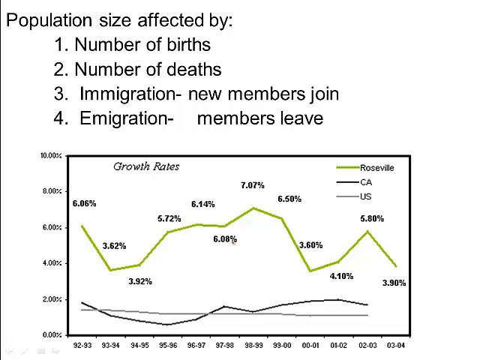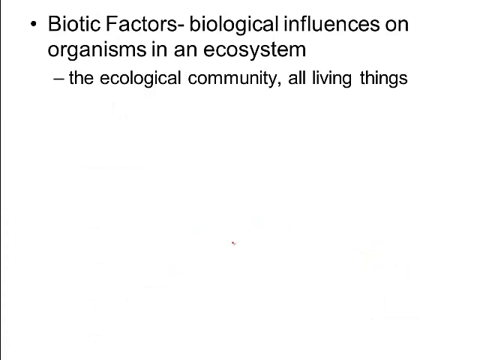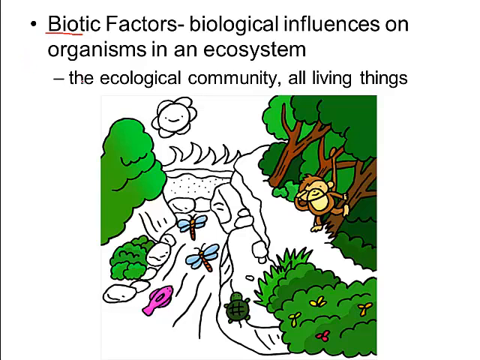So in the next podcast, we're going to talk a little bit more about populations and things that will affect their size. All right, the last thing we're going to talk about is we're going to go back to ecosystems for a second. So when we talk about ecosystems, there are two parts to an ecosystem. There are biotic factors. Biotic factors are all of the living parts of the ecosystem. Okay, so it's the actual ecological community. All living things that exist in that particular area are the biotic factors.